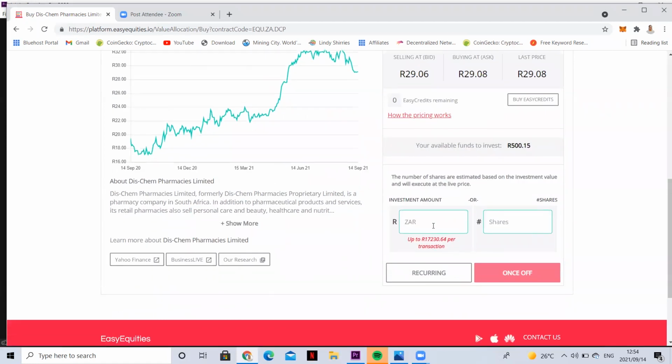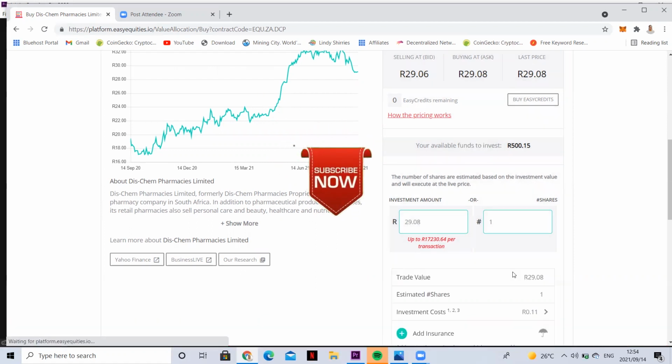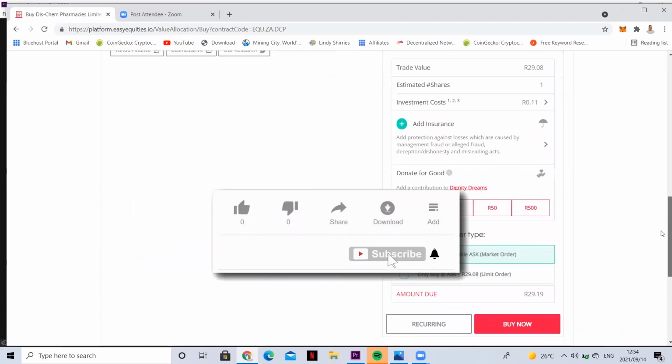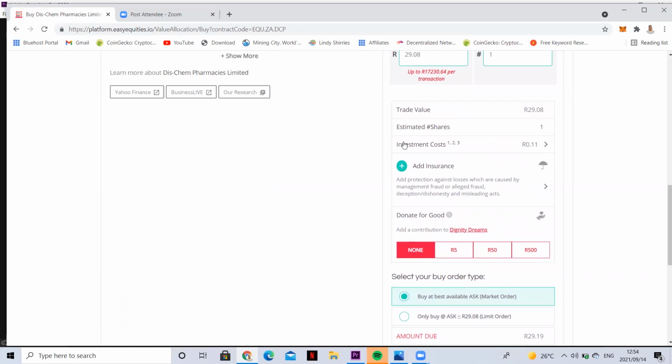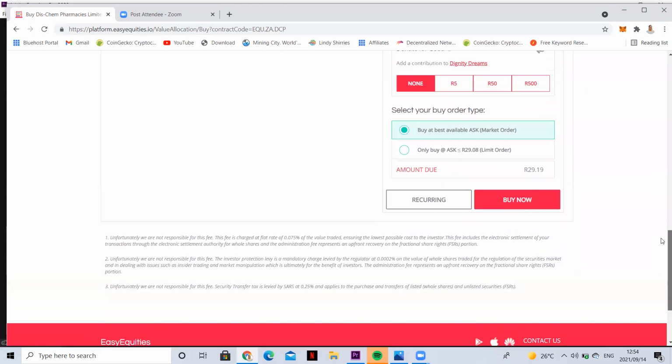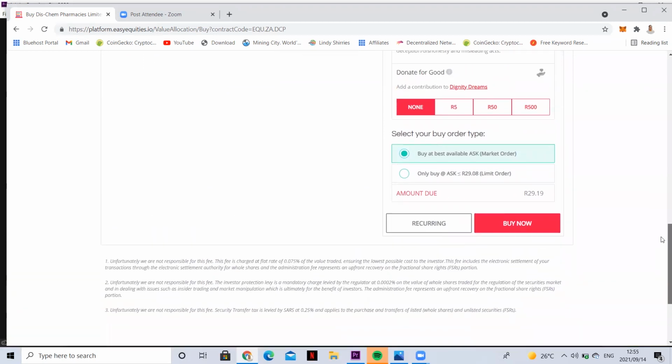So you can list the amount that you want to buy, like 21 or 6, or you can just buy one share. So I'll just click one share because I'm planning to buy one share of Discovery, and then it will give you the total figure of how much money is going to be taken from your account. And then you can also see the value of the investment cost, what they're charging you, which is 0.11, which is cheap. That's why I like Easyequities, because it makes it possible for everyone to buy.